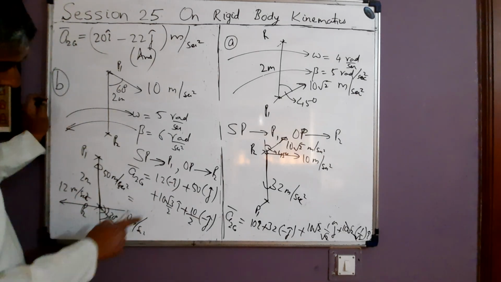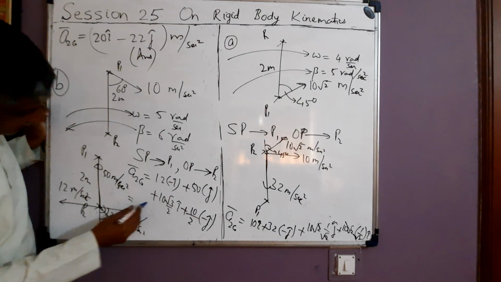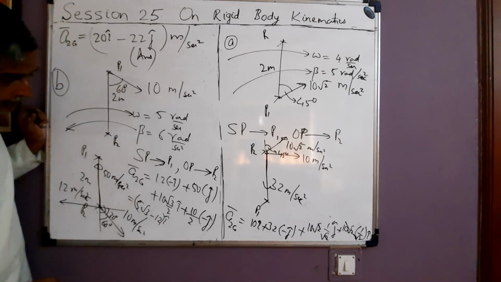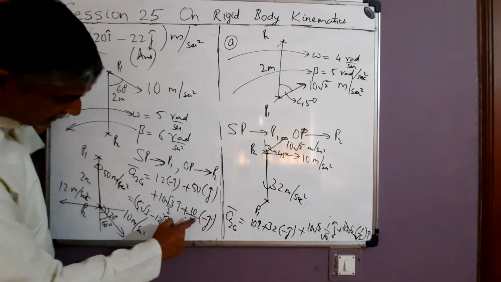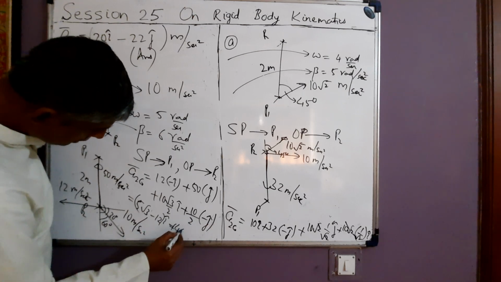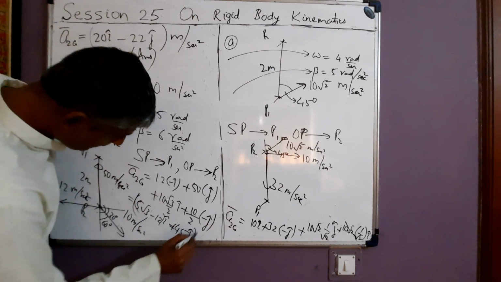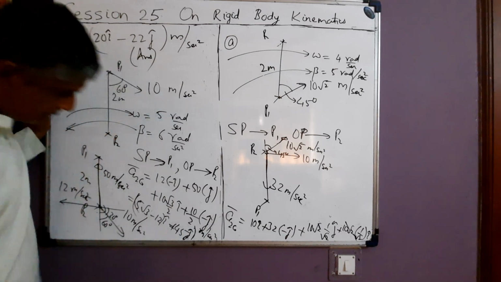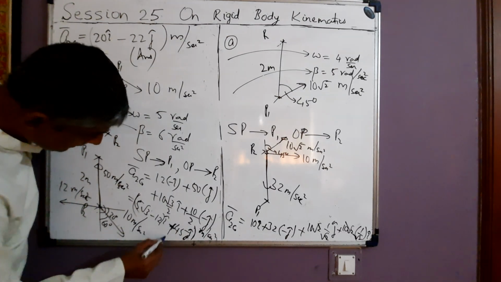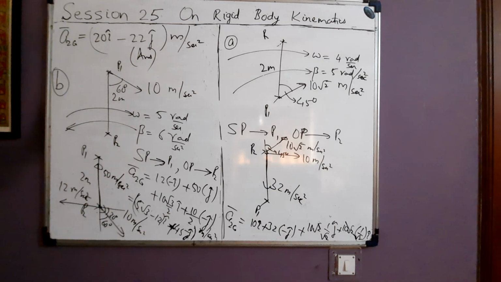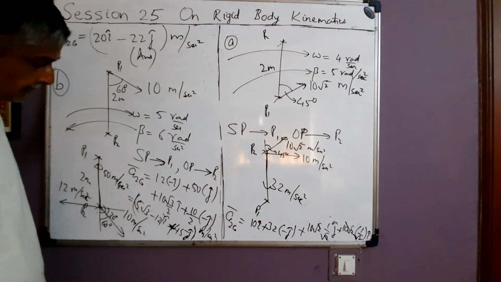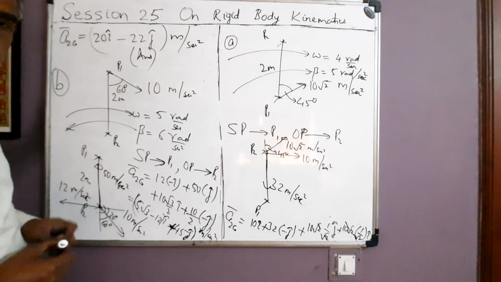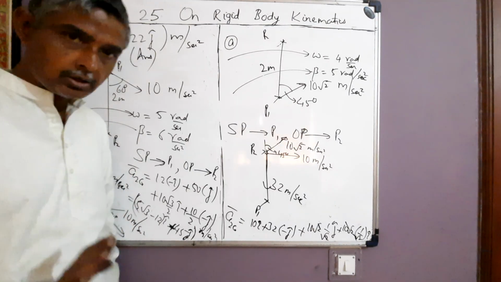Now how much will this be? Here you see this becomes 5 root 3 minus 12 into i hat. And this is 50j minus 5j, plus 45j hat meter per second square. So A2G is 5 root 3 minus 12 i hat plus 45j hat meter per second square. This is therefore the required answer. Fine, is it clear?